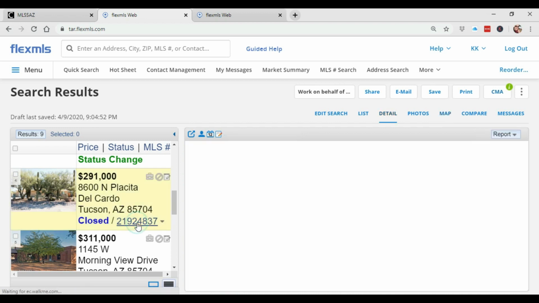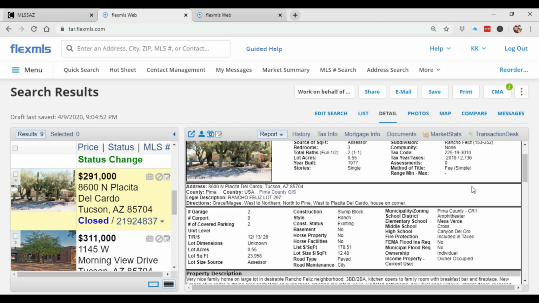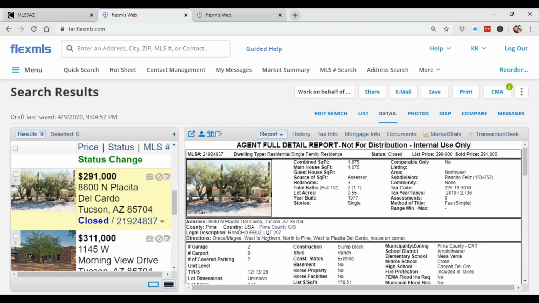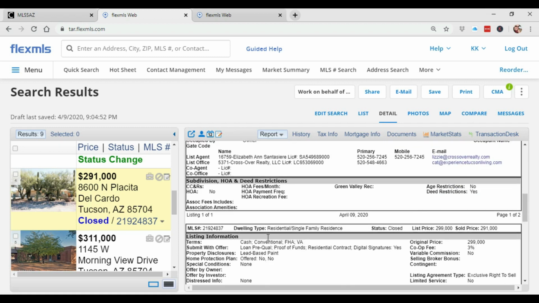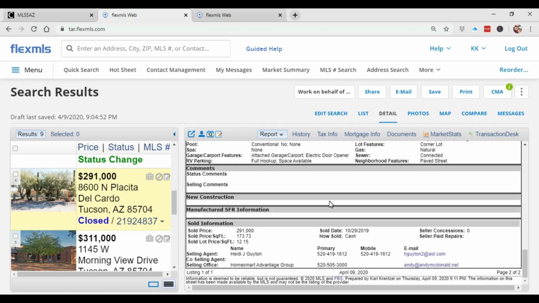So let's just take a look at the $290,000 property. This is 1,675 square feet. It was listed for $299,000. It sold for $291,000. The listing agent on that particular case was Elizabeth Ann Santasieri. I probably butchered her name, and I apologize. She's over at Crossover Realty. Shout out to her. Congrats to her for selling that property. Took her, I think it was 2 days, was it? See, Heidi Guyton was the buying agent on that one. Good for her. She represented the buyer.